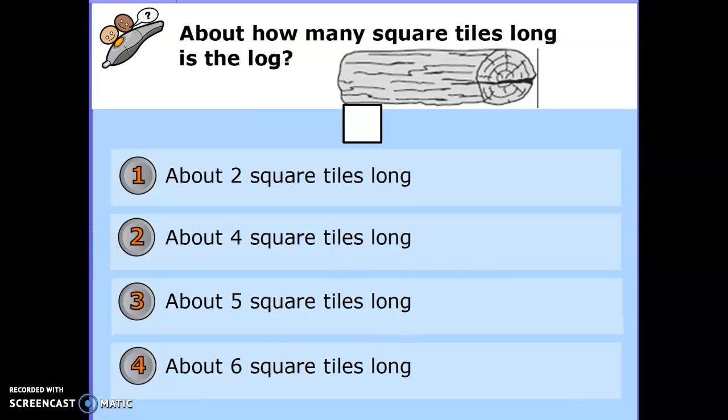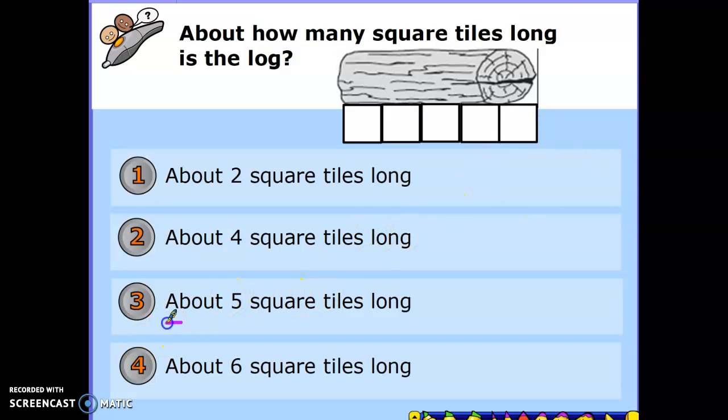Alright, let's look at our next question. About how many square tiles long is the log? So we see it's 1. So 2. Okay, 2 doesn't make sense because we haven't completed the log yet. 3. That's not 3. 4. 5. So if you answer 5, you are correct.